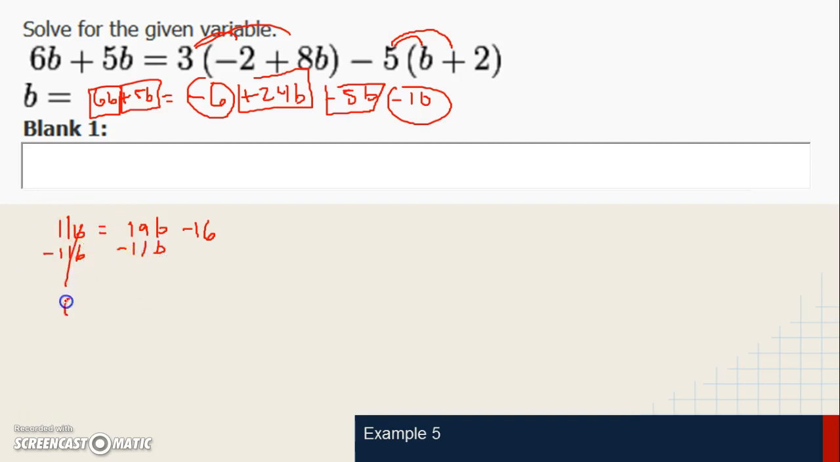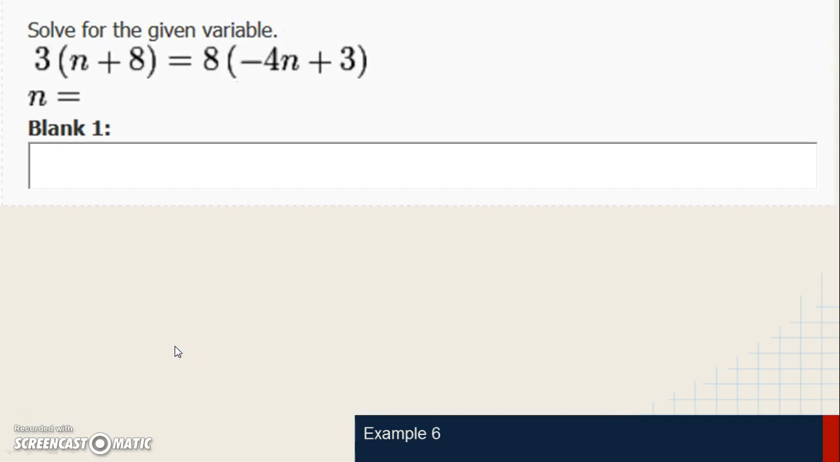11 minus 11 is 0. So I have 0 equals 19 minus 11 is 8b minus 16. And I'm going to go ahead and add 16 to both sides. So 16 equals 8b. I divide by 8. And 2 equals b. And again, 2 is the only thing I have to type into the box.